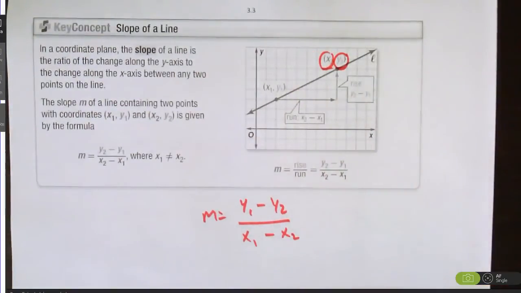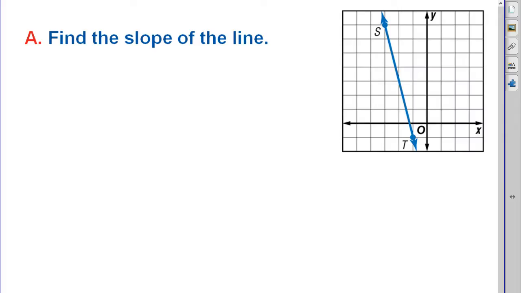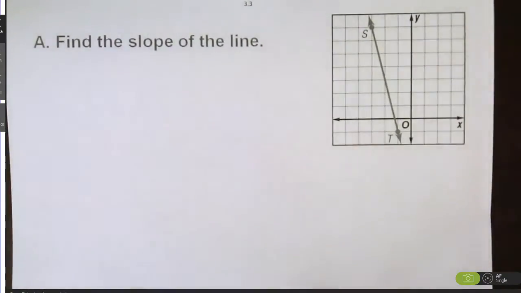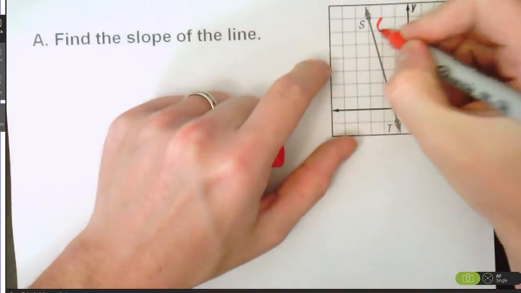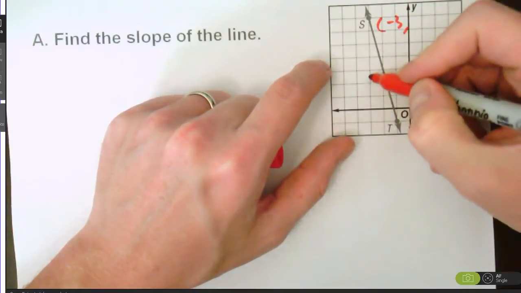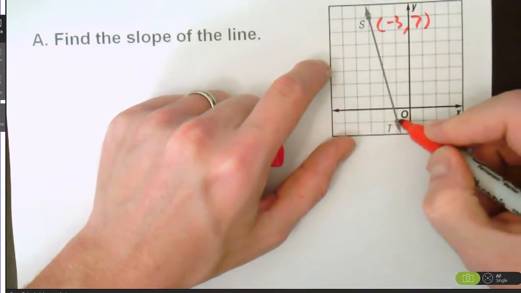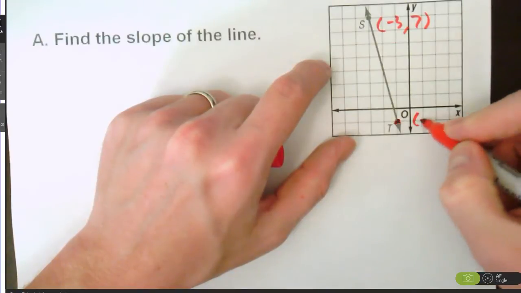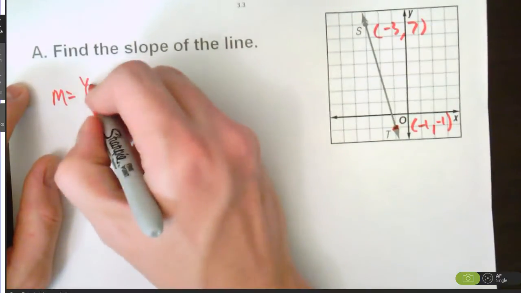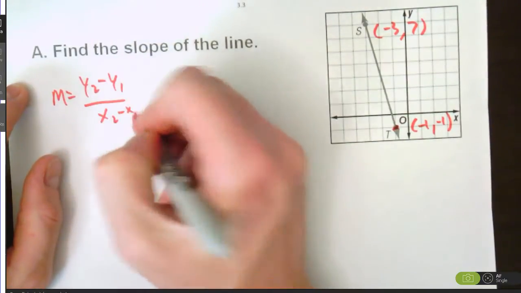Now the first problem that we have is to find the slope of this line here. I've got a drawing of it over here. There are actually two ways you can find slope. One is to use the slope formula. So this point here, S, is at negative 3, 7. This point here at T is labeled at point negative 1, negative 1. So you can do slope, which is y2 minus y1 over x2 minus x1.